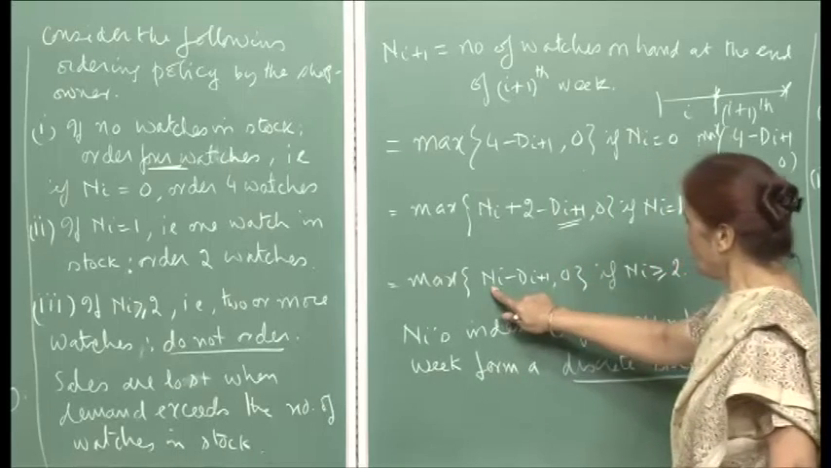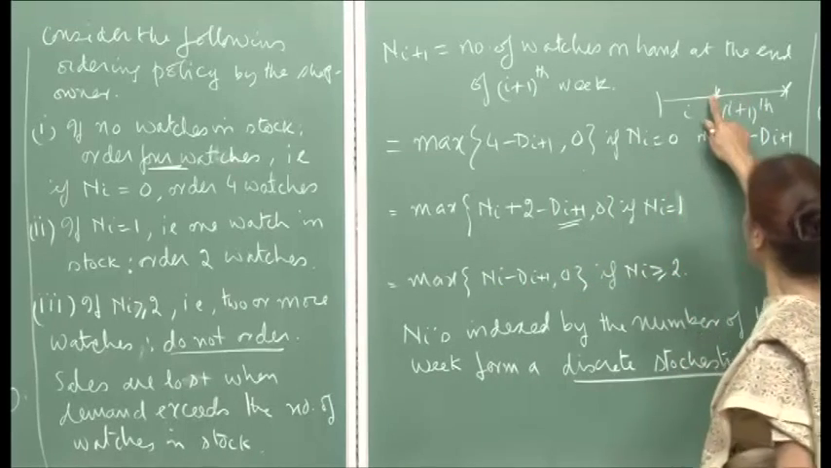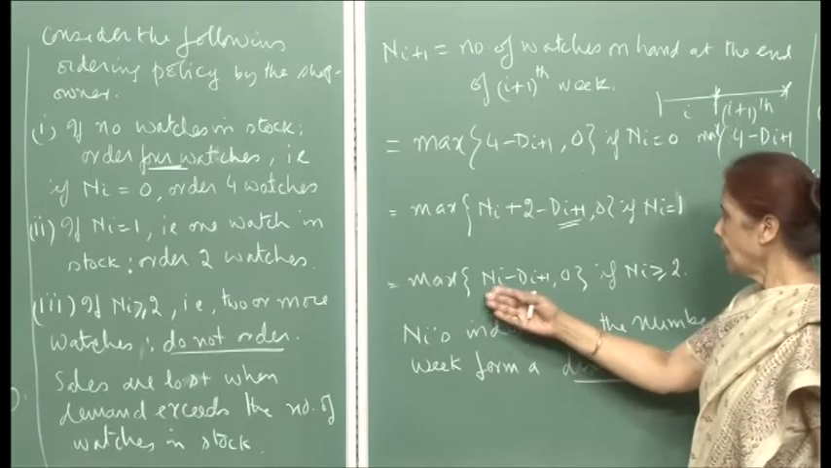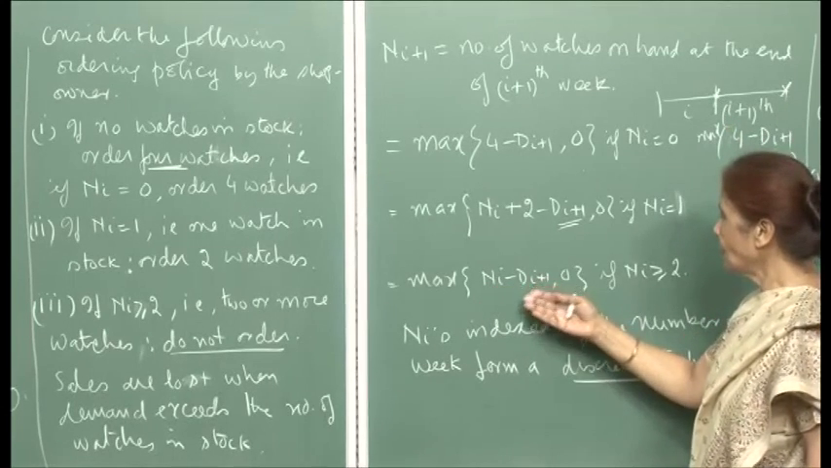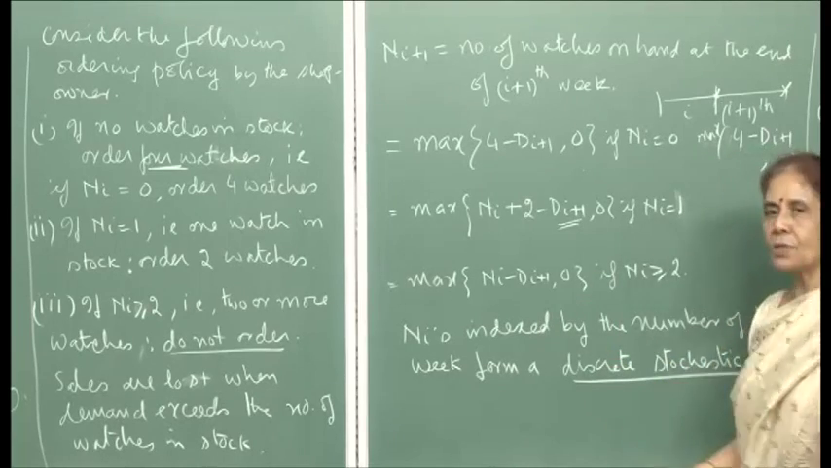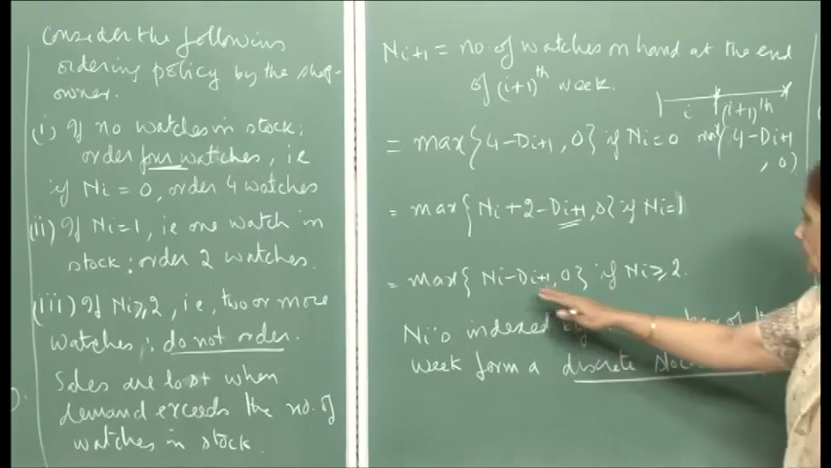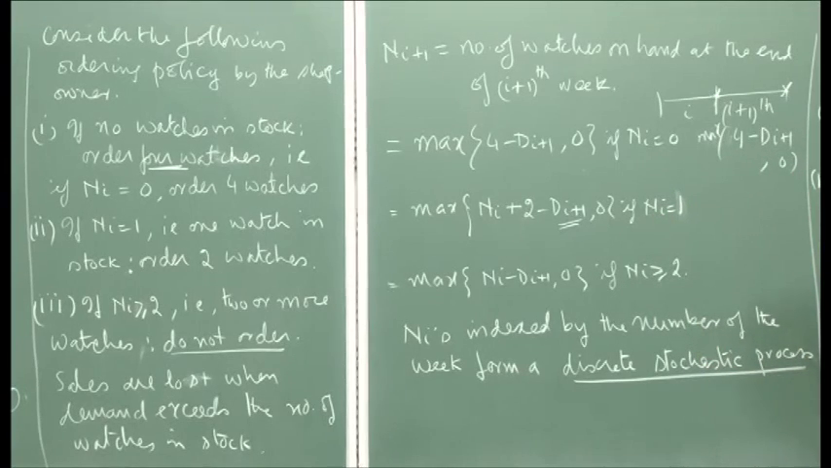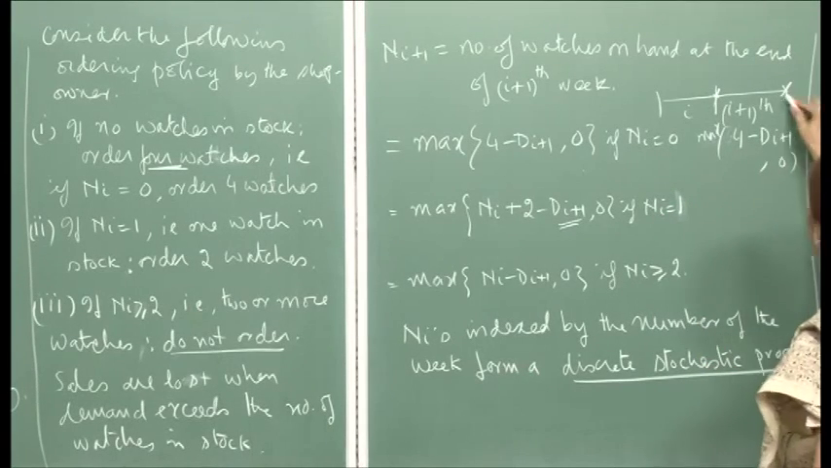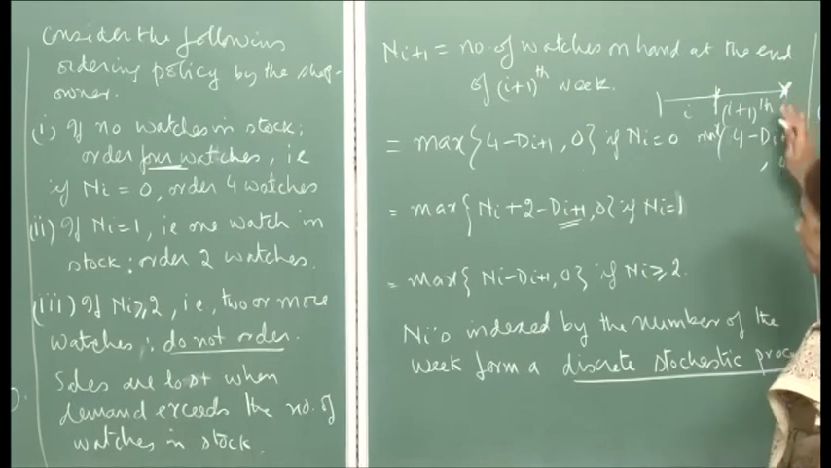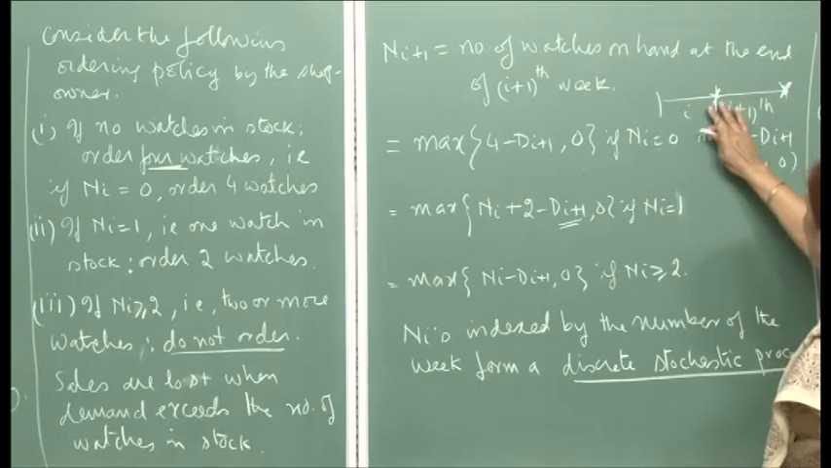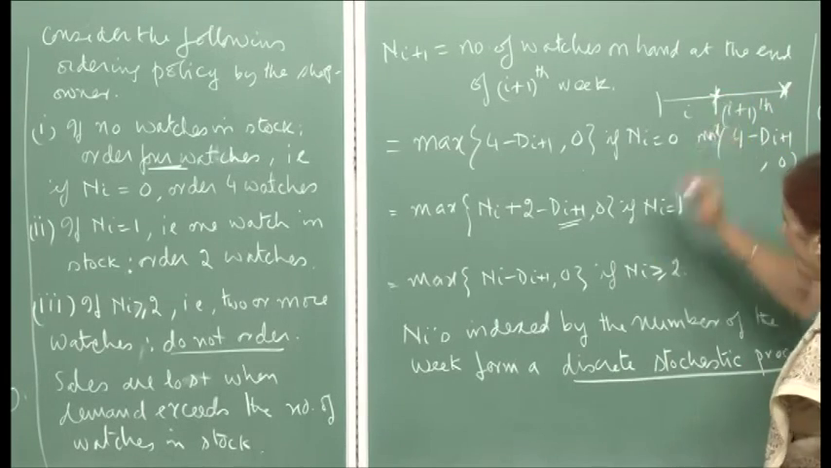So, your watches on hand at the beginning of the I plus 1th week is ni minus di plus 1, which will be what you are left with at the end of the I plus 1th week, and so it will be again max of these 2. So, you see, the situation at the end of the I plus 1th week is dependent on your situation at the end of the ith week and the demand.